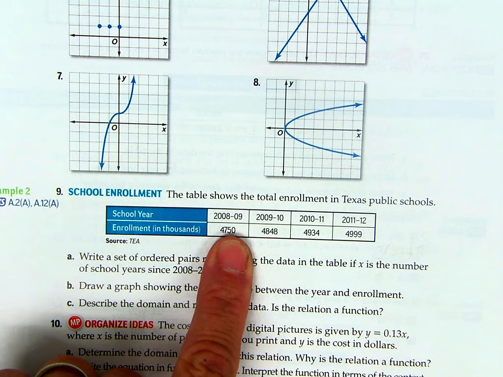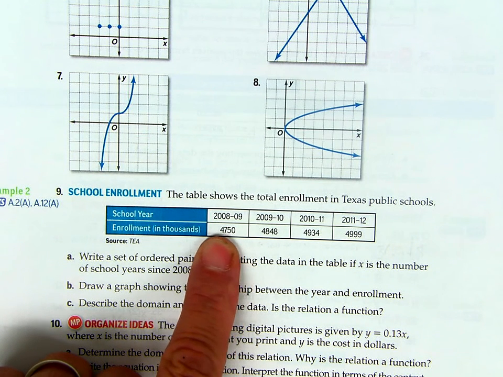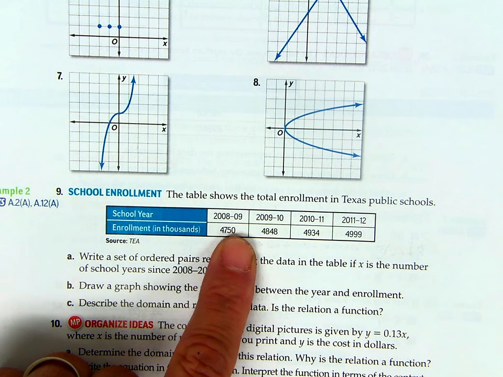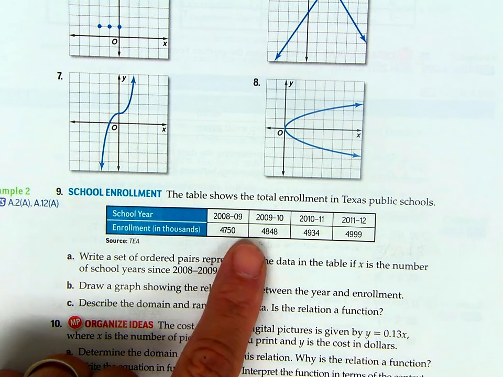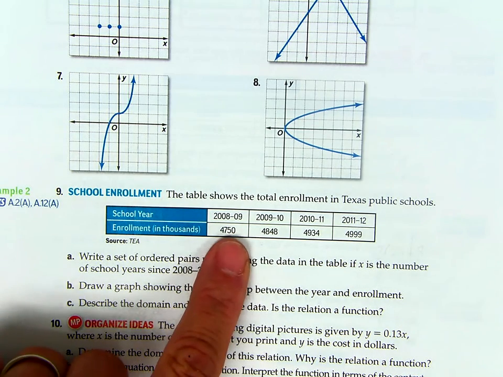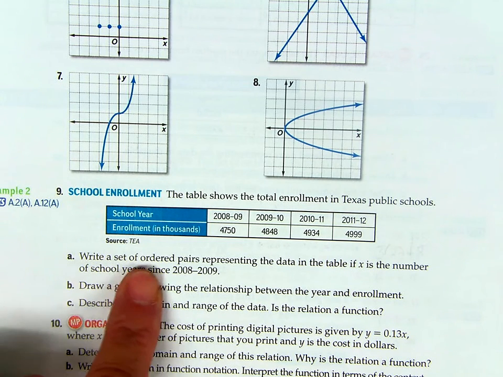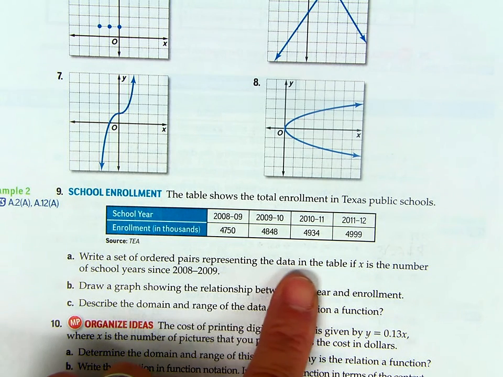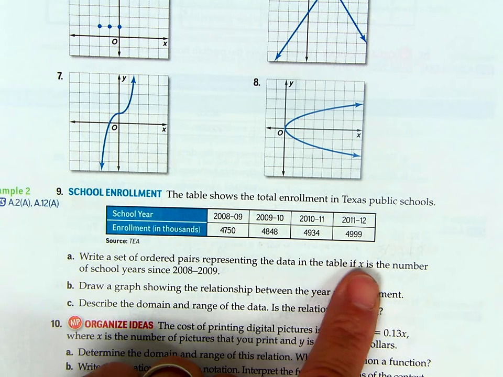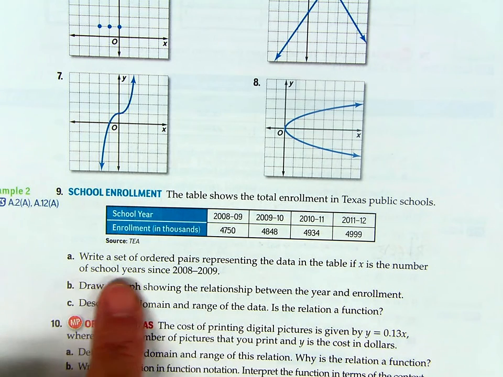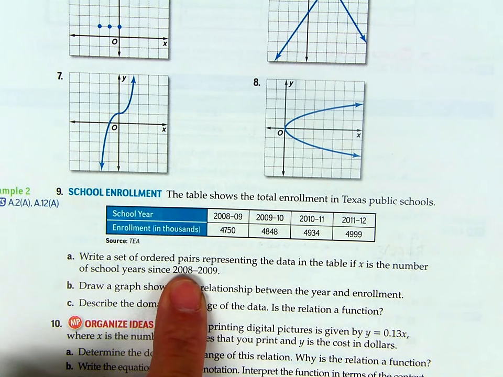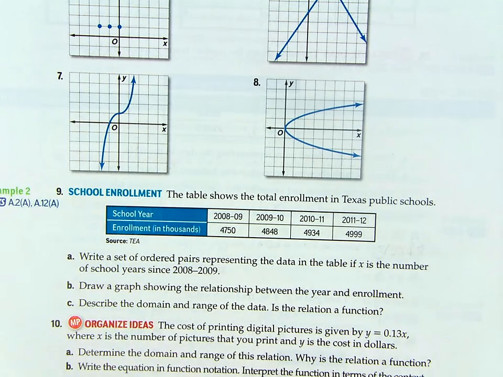How many zeros does 1,000 have? 3. So this number would actually be 4,750,000. What would it make that number? 4,750,000. Part A, it says write a set of ordered pairs representing the data in the table if X is the number of school years since 2008-9.